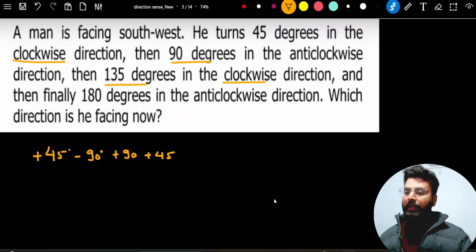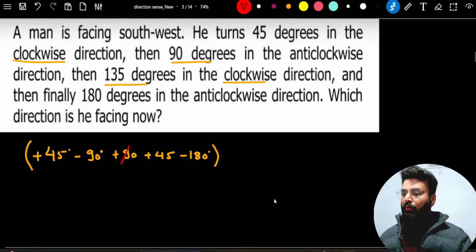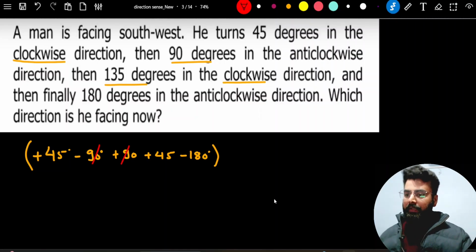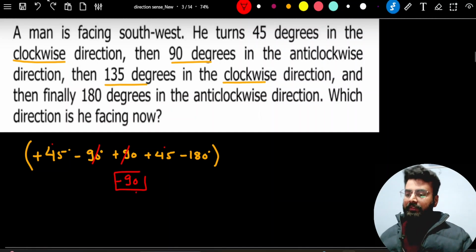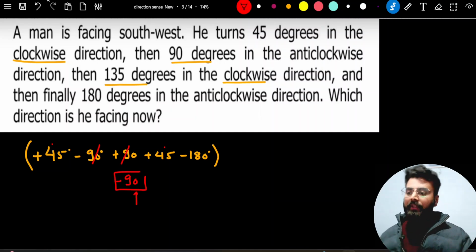Then we have a 180-degree turn in the anti-clockwise direction. So let's use negative sign. So I have to find out the cumulative effect of these turns. So first of all, this plus 90 will rule out minus 90. Plus 45 and plus 45 will become plus 90. And when you find the difference, you will get 90 only with a negative sign. So this is the overall change of all the turns.